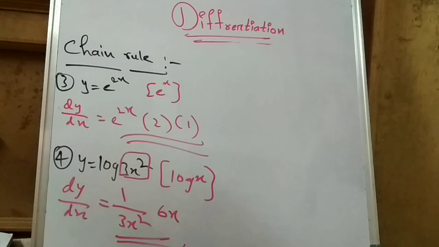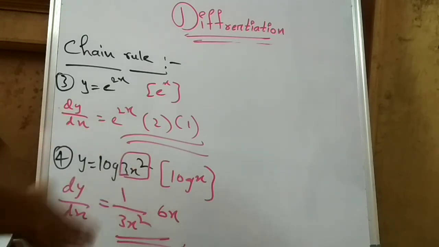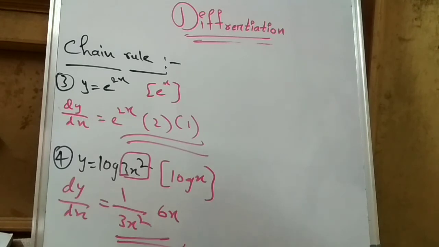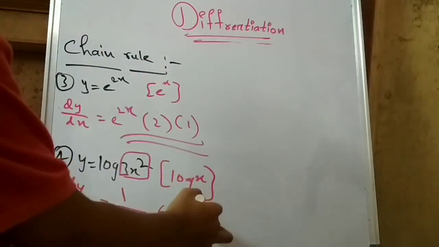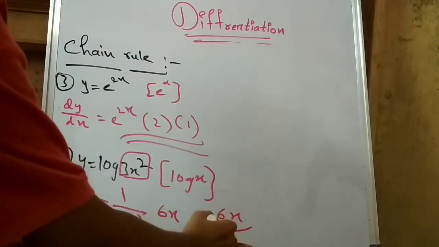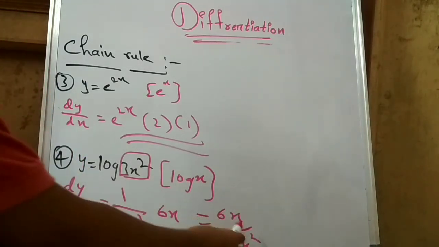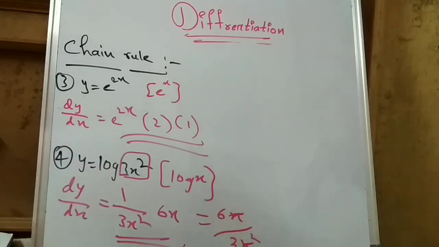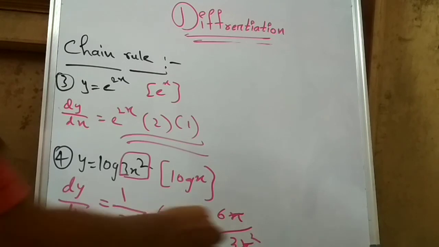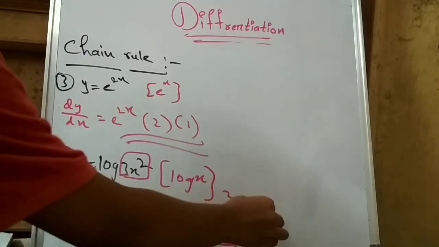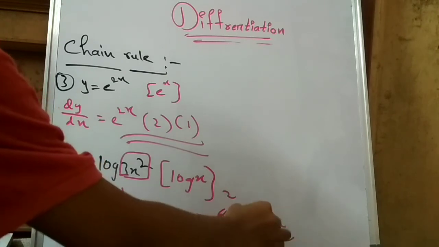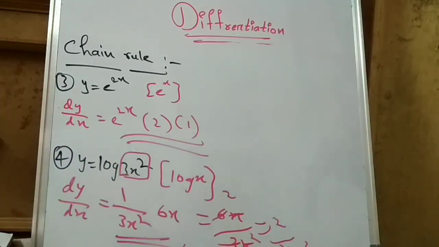So no. You can bring the 6x here because it is 1, right? So it will be 6x by 3x square. Okay? Now x gets cancelled. 3 ones are 3, 3 twos are 6. So this will equal to 2 by, here 1x is still remaining. So 2 by x will be the answer.